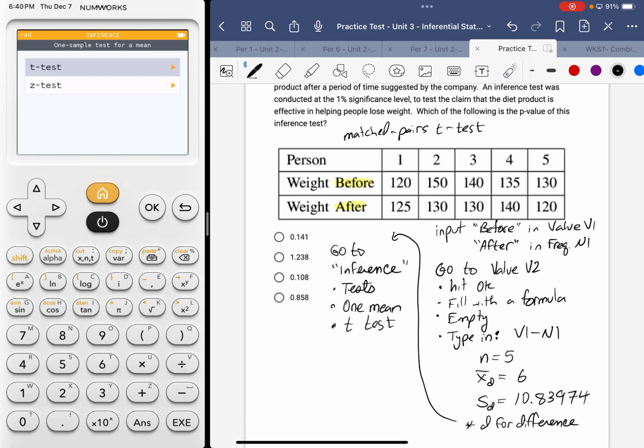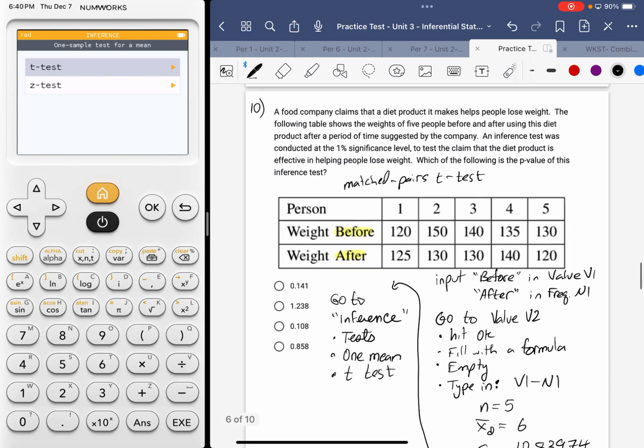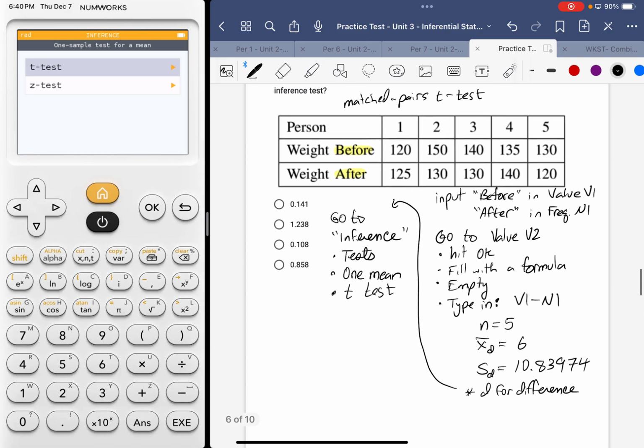All right, so T-test we typically use for small samples unless we can reasonably assume that the population is normally distributed, or the population standard deviation is known. Here, they didn't really say anything about the population itself. We don't know if it's normally distributed. We have a very small sample size, and we don't know sigma, so that automatically puts us into the t-test category. All right, so I hit OK on that.